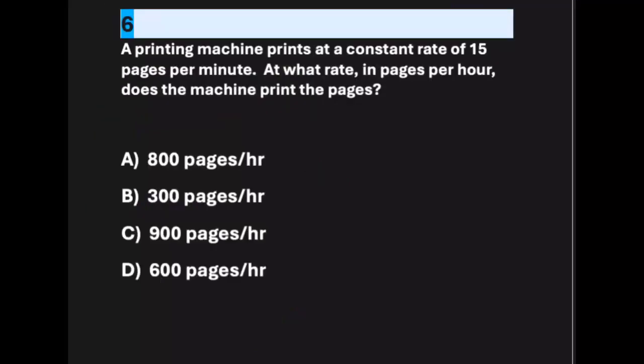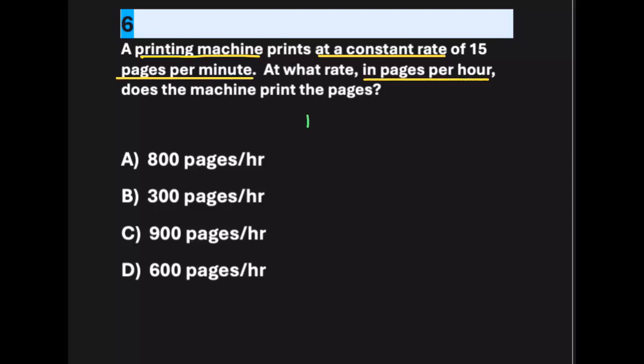Let's go for question number 6, and this is a conversion problem. You have a printing machine which prints at a constant rate of 15 pages per minute, and they want you to convert that into pages per an hour. So how do we convert that?